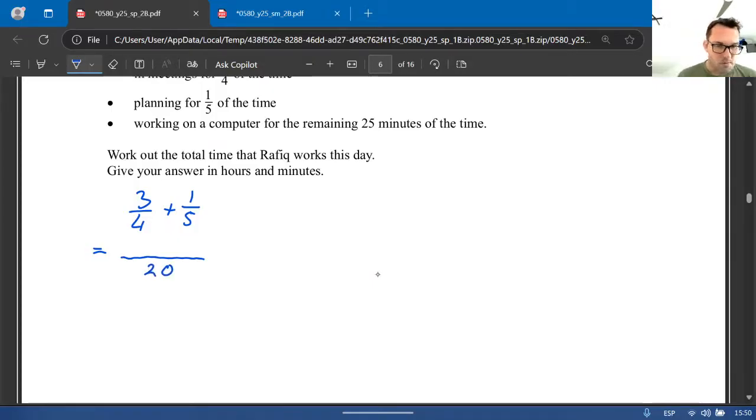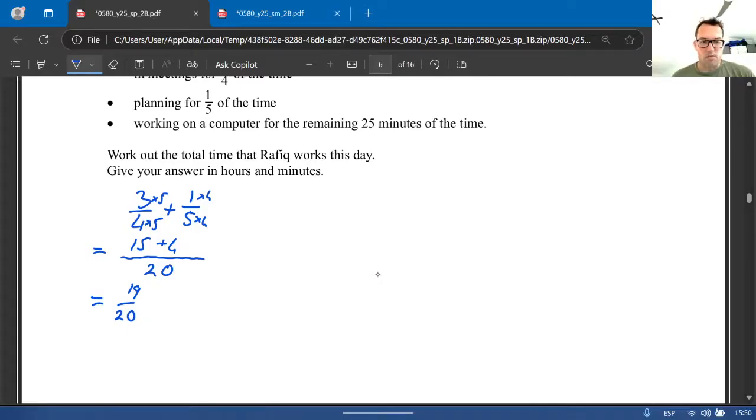Okay, so it means we multiply this by 5. 4 times 5 is 20. So it means 3 times 5, 15. And we multiply this one by 4. 5 times 4 is 20. 1 times 4 is 4. So 15 plus 4, 19/20 of the time that he works is meetings and planning.